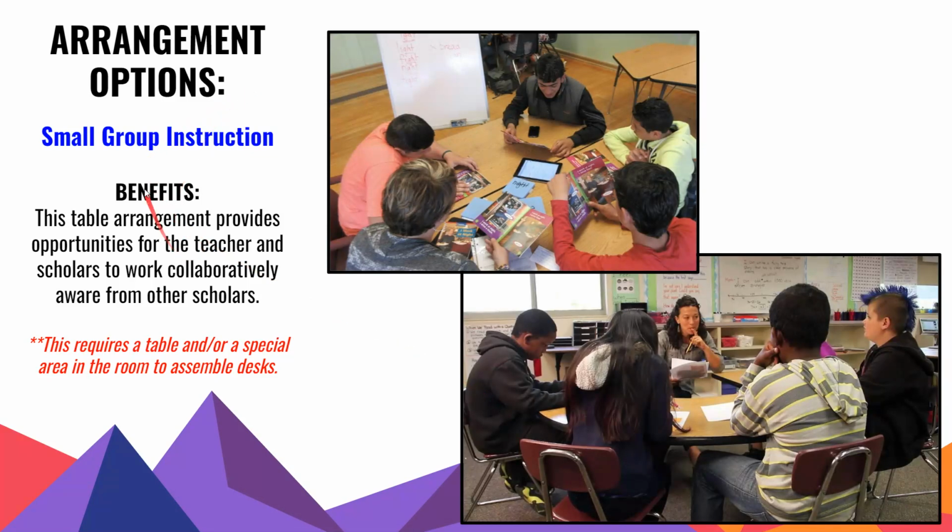Lastly, we have our small group instruction arrangement options, and typically that's a table where scholars can come. There's a whiteboard or a flip chart there where the teacher can write, even maybe some digital devices, and some of the content of material should be quickly accessible. Here's another example where a teacher has a U-shaped table that supports the learning as well.